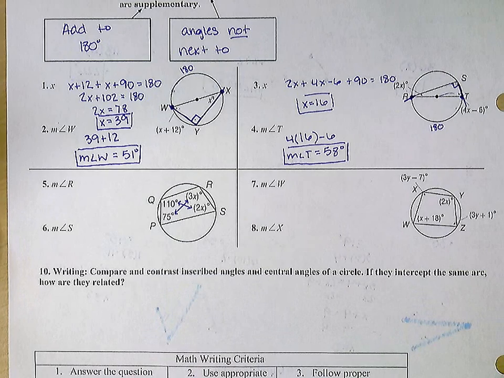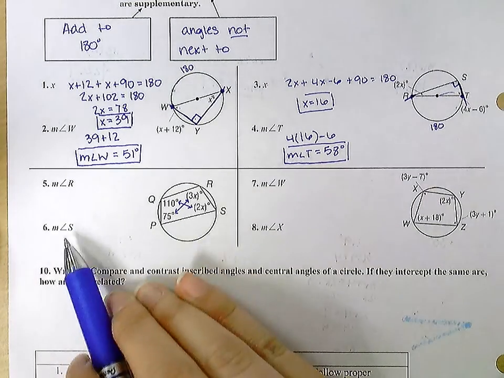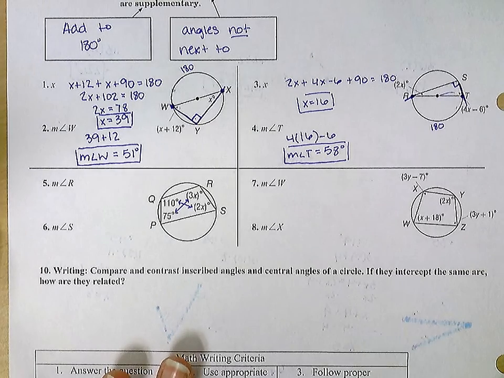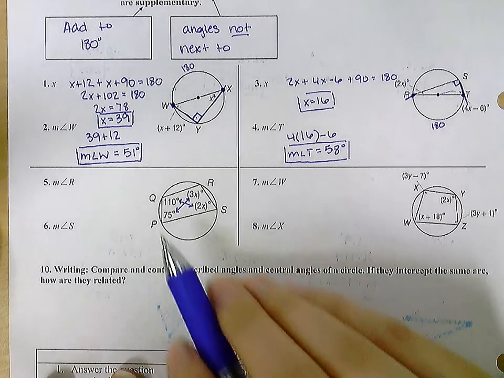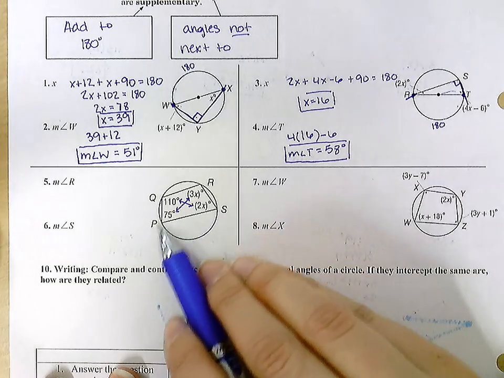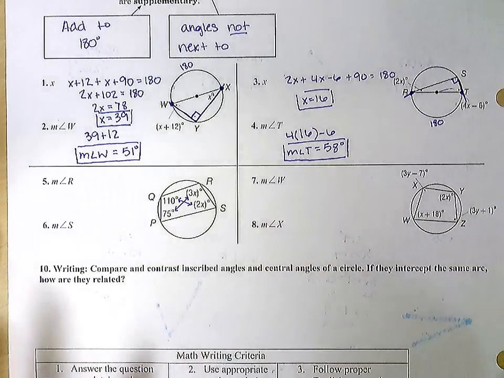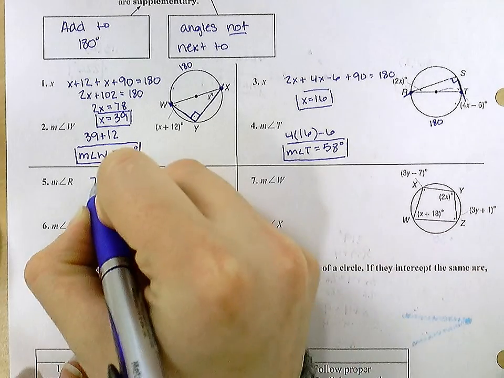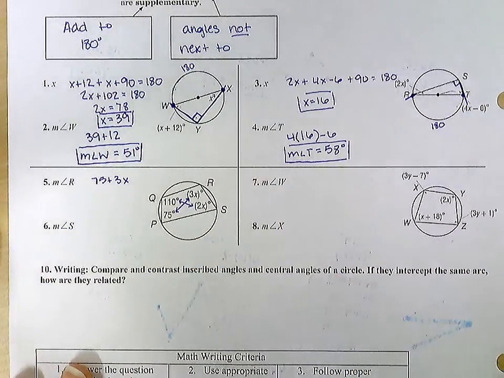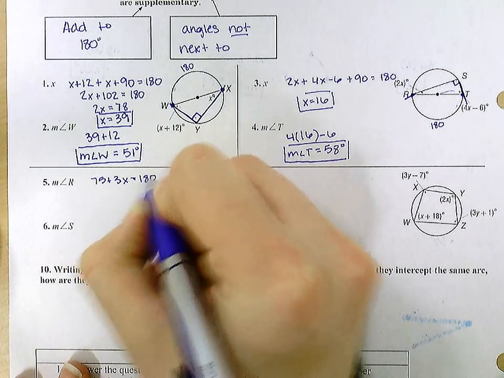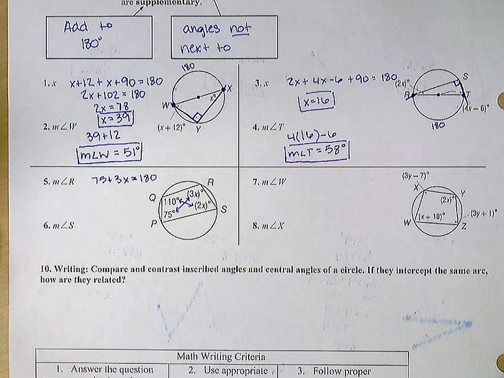Now my property says that those angles have to be supplementary. So to solve for angle R and angle S, I need to first find out what x is. Okay, so to find x, what I can do is take those opposite angles, 75 and 3x, add them together, set it equal to 180. Now, most students on problems like this will set those equal to each other. They are not equal to each other. They are supplementary. Add them together, set it equal to 180.